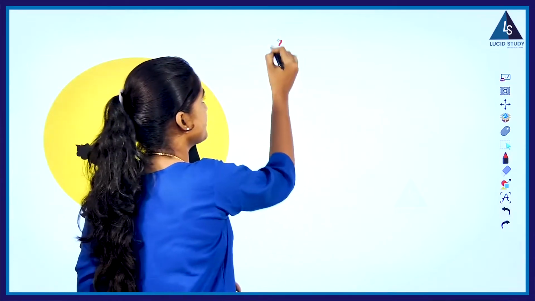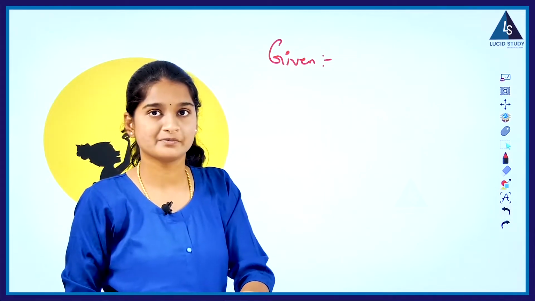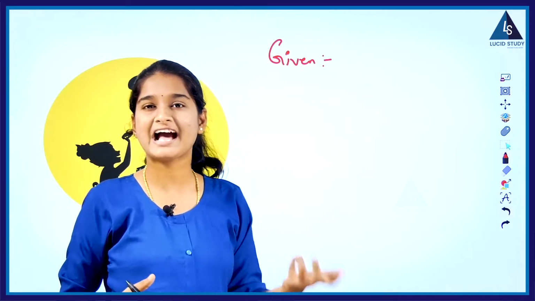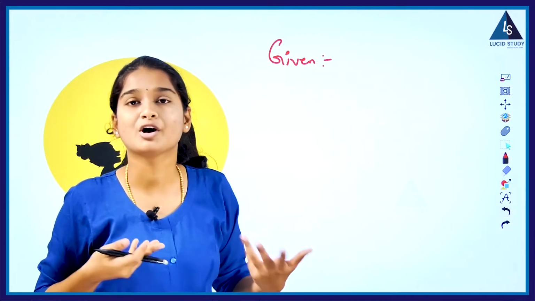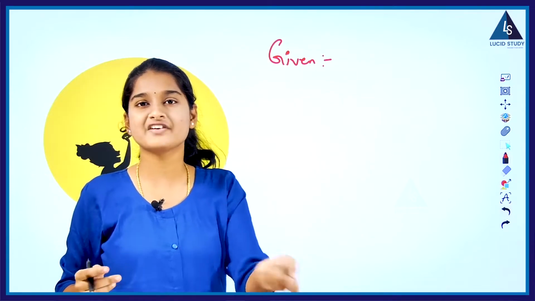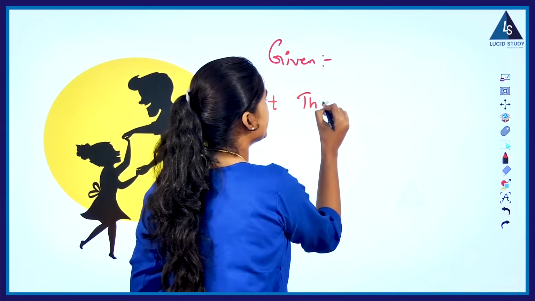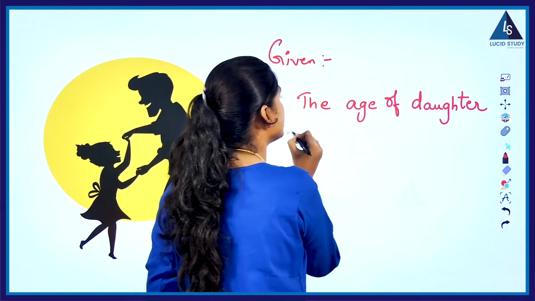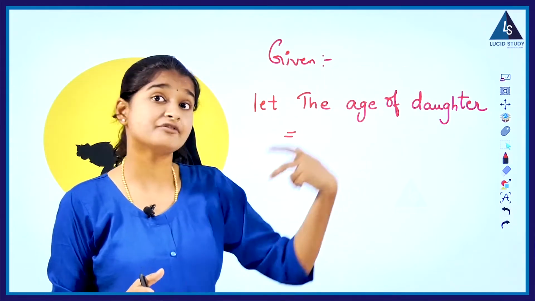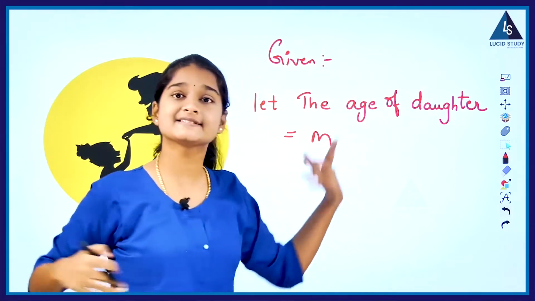So let us write it in the form of variables now. See, what do we have in the question? Father's age is double the age of the daughter. First of all, what is the daughter's age? Do we have the age of the daughter? No. Now what do we have to do? We have an unknown quantity. When we have an unknown quantity, we represent that unknown quantity in the form of variables. So, let the age of the daughter be a variable. You can use any alphabet now. Let us use M. The age of the daughter is M.